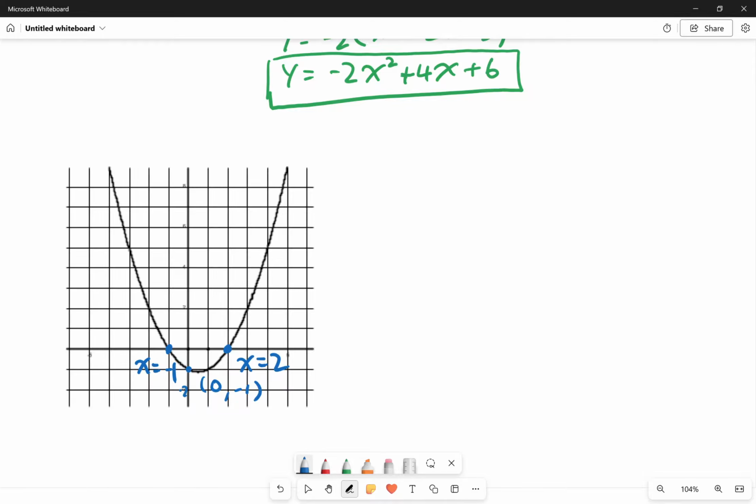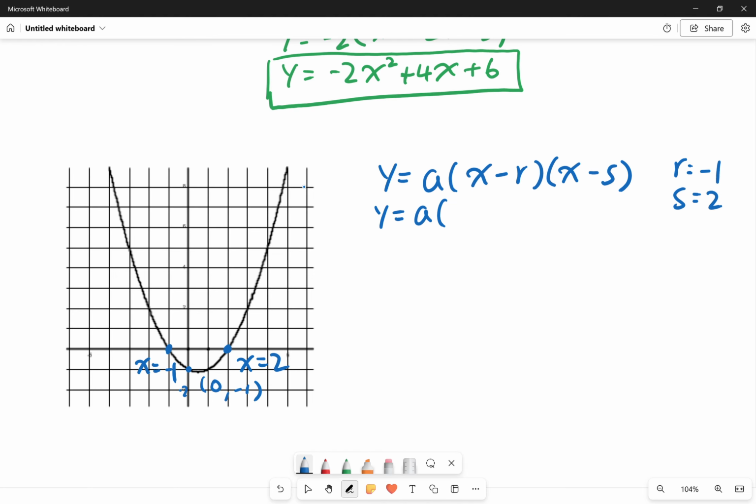Okay. All right, so let's work this out. Y is equal to a times x minus r times x minus s. Cool. Let's fill in r and s. So y is equal to a, I don't know what that is, we'll do that later. Let's do the left one for r. So r here is going to be negative 1. S here will be 2. Okay, so this is going to be x minus negative 1. That's the same as x plus 1. Okay. X minus s is going to be x minus 2.